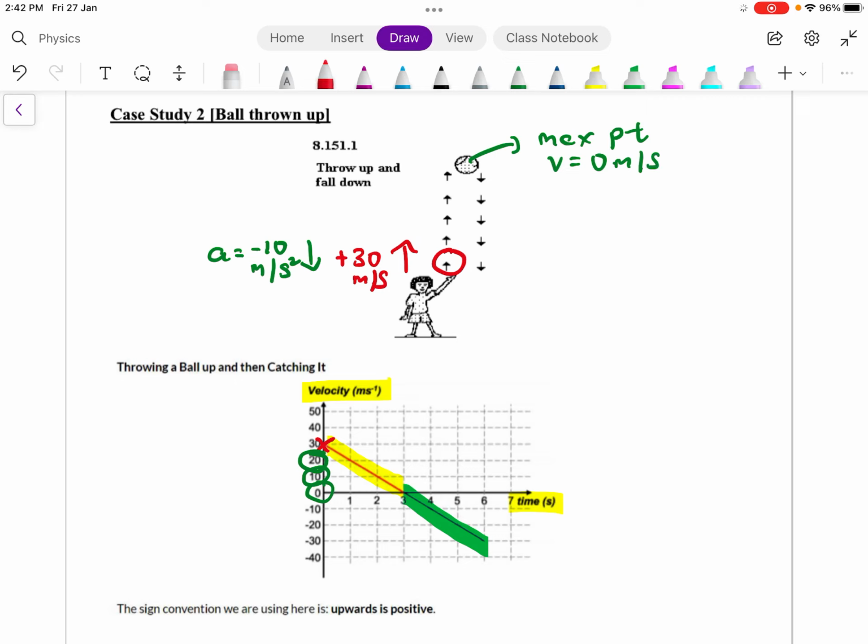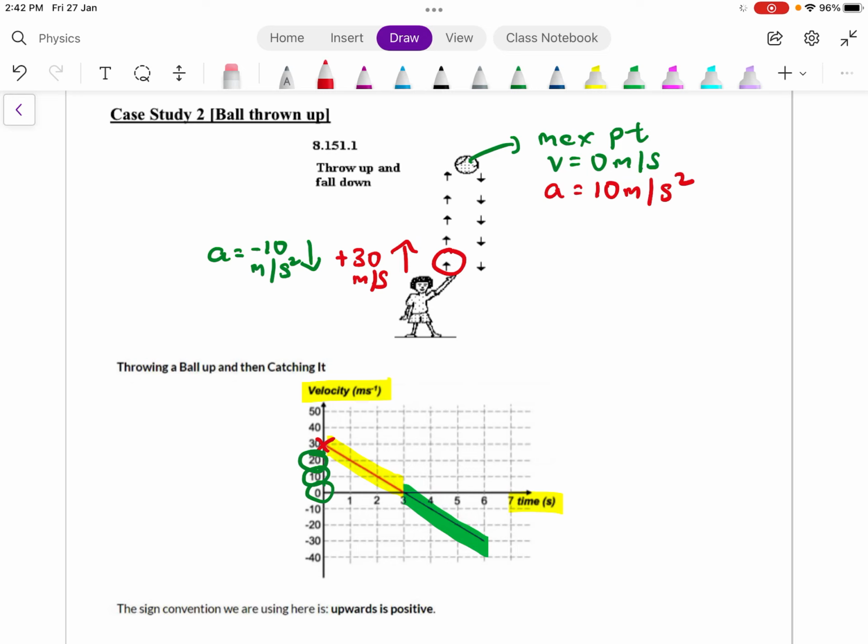But just take note, for this maximum point, although the velocity is 0 meters per second, the acceleration, I just denote the magnitude of the acceleration, should be 10 meters per second squared. Although you're not moving, it doesn't mean you do not have acceleration. Alright, so this is the third second.